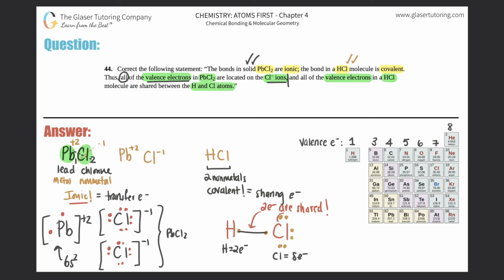All the other electrons, these 6, are with chlorine exclusively. Hydrogen does not get those electrons. So that's how the second part is incorrect. You could say 2 valence electrons are shared between H and Cl.